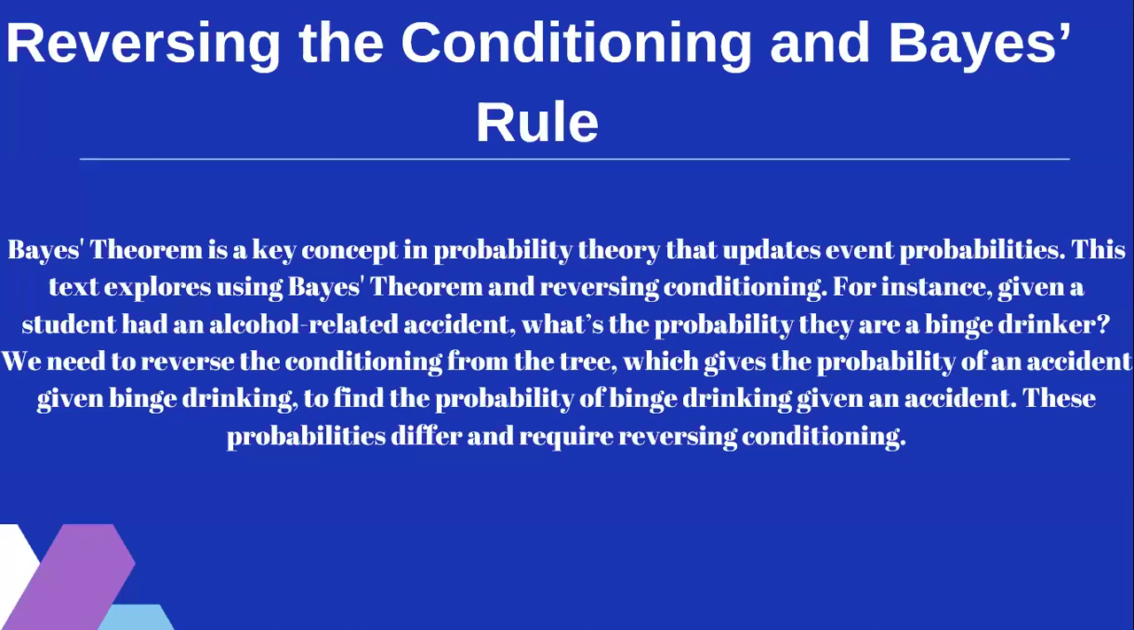Reversing the conditioning and Bayes' rule. Bayes' theorem is a key concept in probability theory that updates event probabilities. This text explores using Bayes' theorem and reversing conditioning. For instance, given a student had an alcohol-related accident, what is the probability they are a binge drinker? We need to reverse the conditioning from the probability of an accident given binge drinking. To find the probability of binge drinking given an accident, these probabilities differ and require reversing conditioning.